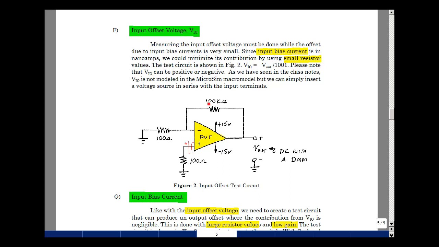So I'm going to take this circuit over here, which is basically a non-inverting amplifier with 100 ohms and 100K, and I'll pick this resistor as we've shown in the notes to have the effects of input offset current canceled.